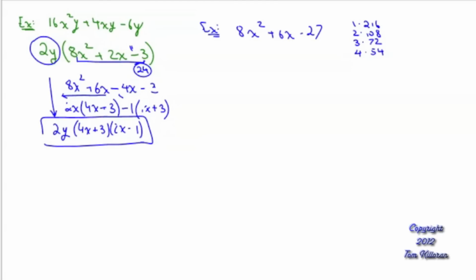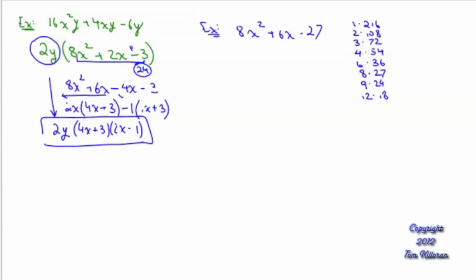You're wondering how I'm doing this without a calculator. 5 doesn't go into it. 6 and 36. 7 doesn't go into it. 8 goes into it: 8 and 27. Therefore, 9 must go into it: 9 and 24. 10? No. 11? No. 12 goes into it: 12 and 18. Wait a minute, that's it.